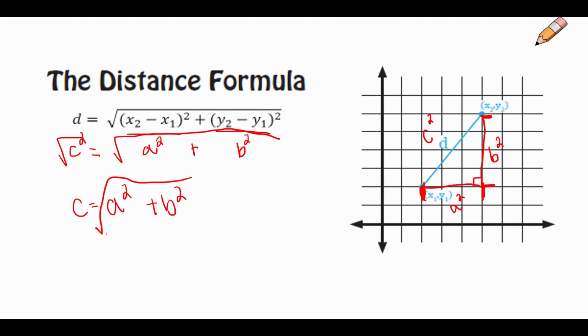So the distance formula looks like a long, complicated formula, like d equals the square root of x2 minus x1 squared plus y2 minus y1 squared. All it comes down to is the difference in your x values and the difference in your y values, and that's all ultimately derived from that Pythagorean theorem.